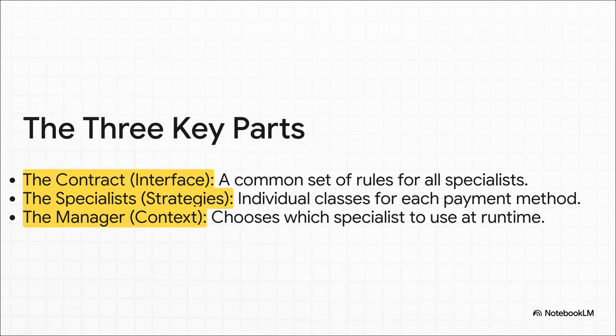So how does this team of specialists actually work in code? Well, it's really just 3 key players. First, you've got the contract. Think of it like a job description. It says every single payment specialist must have a process payment method. Second, you've got the specialists. These are your actual classes, the experts who know how to do their one job. And finally, you have the manager. This is your main checkout service that looks at what the customer chose and says, okay, you're up, and calls the right specialist for the job.